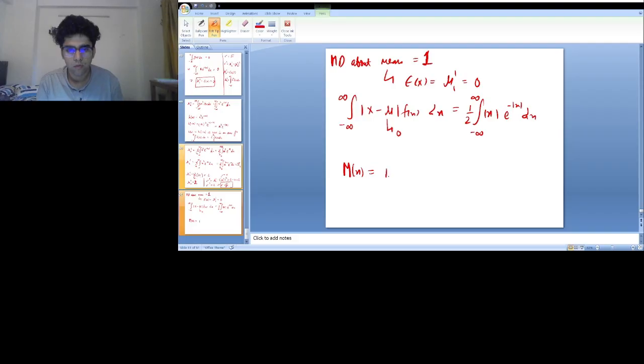M of x is mod of x e to the power minus mod of x. So when I substitute minus mod of x, this gives me minus mod of x. This will remain as x. So this gives me minus, and I can ignore the negative sign in the mod. This gives me mod of x e to the power minus mod of x. This negative sign was outside, so this will remain as it is.